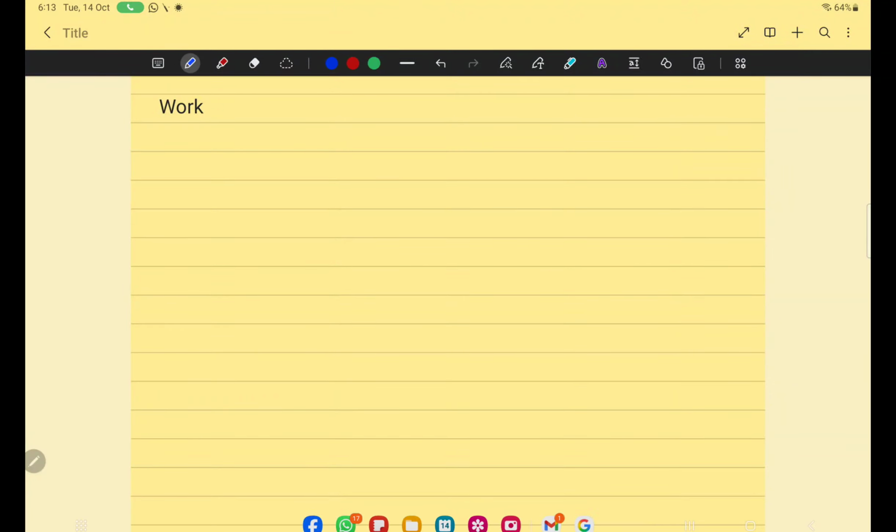Today is 14th October 2025 and this is Edexcel Physics IAL. It is unit number 1 in which we are going to start a new chapter, that is work, energy and power chapter. So let's start its theory.